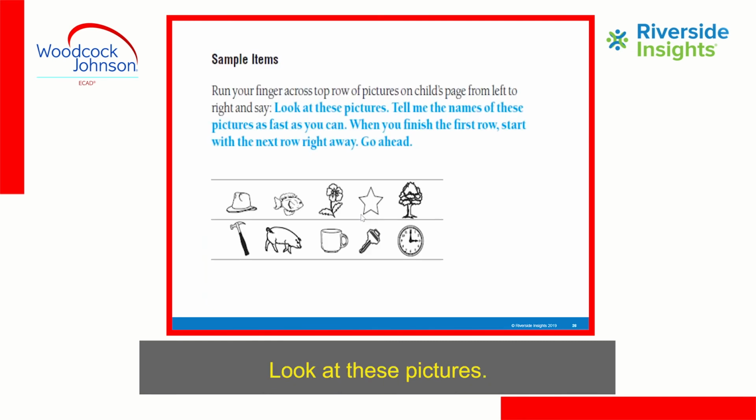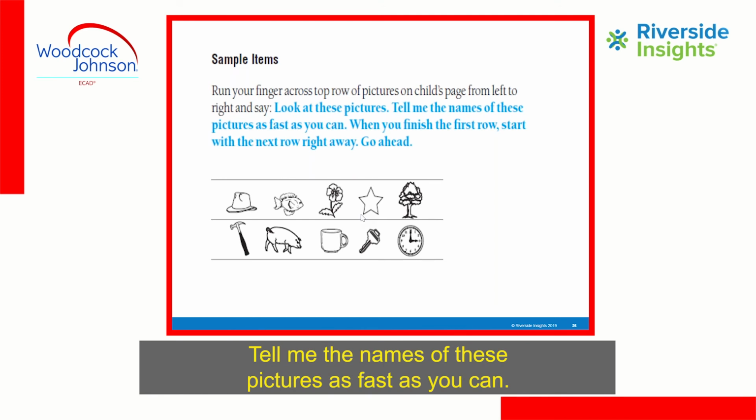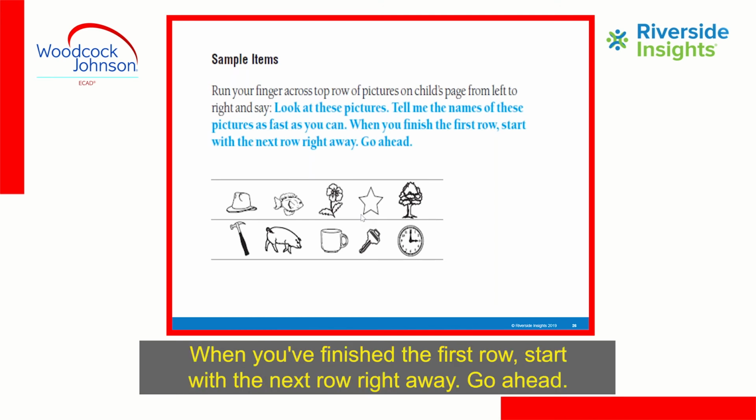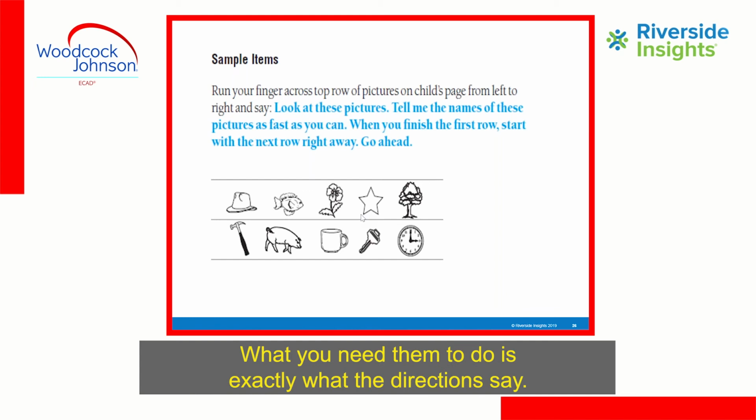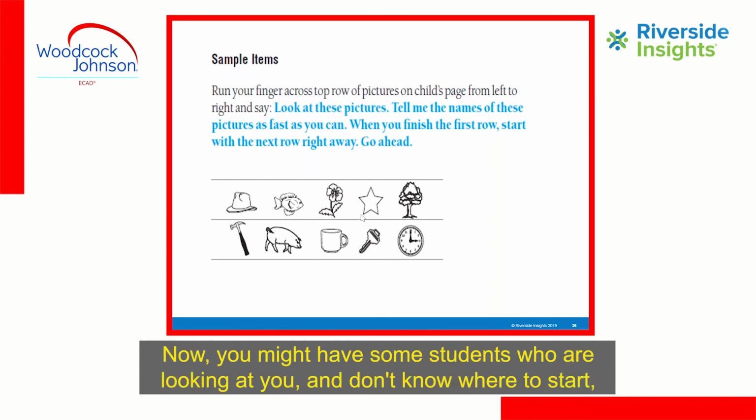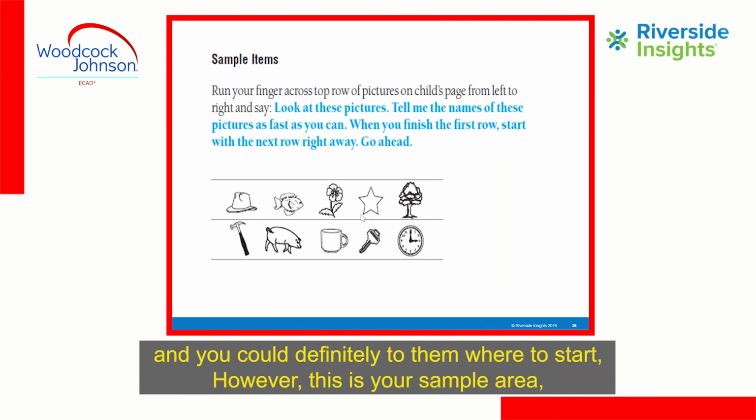Look at these pictures. Tell me the names of these pictures as fast as you can. When you finish the first row, start with the next row right away. Go ahead. This is your sample item for the student. What you need them to do is exactly what the directions say. Now, you might have some students who are looking at you and don't know where to start, and you could definitely cue them where to start.